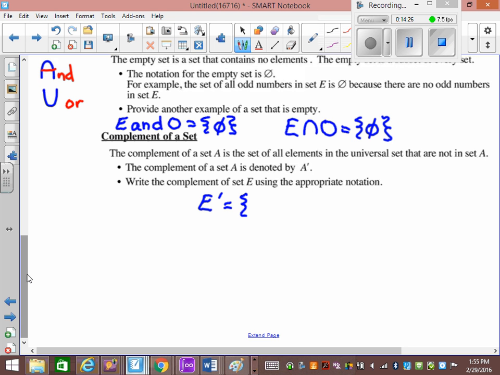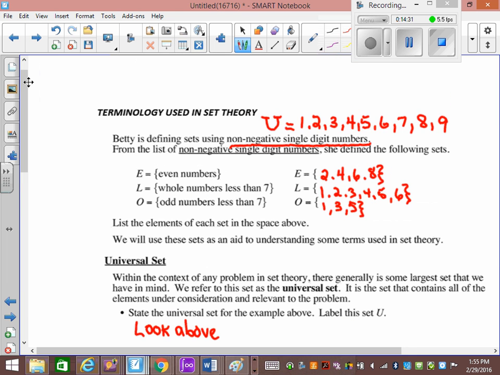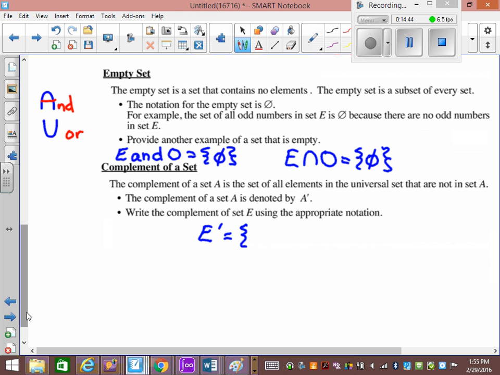So what's in the universal set but not in E? Here's E. Here's the universal set. What's in the universal set but not in E? 1, 3, 5, 7, and 9, it looks like. So 1, 3, 5, 7, and 9 are not in E, but in the universal set. Does that make sense? Yeah? So not in E just means in the universal set, but not in E.